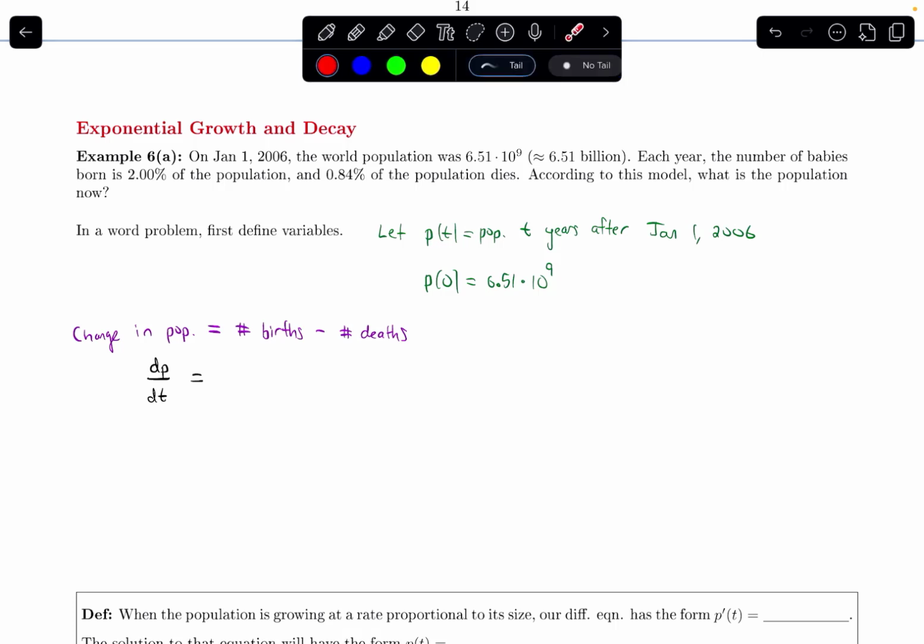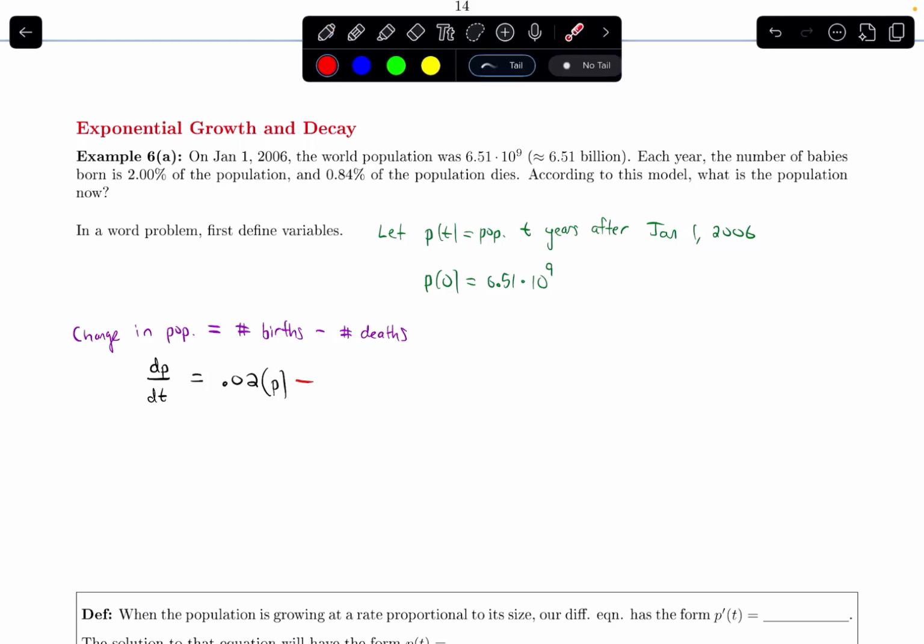And for the number of births, the problem tells me, well, each year it's 2% of whatever the population was. So 2% as a decimal is 0.02, and "of" means multiply. So that's going to get multiplied by the population, which we're calling P. So 0.02 times P. All right, and then I got minus the number of deaths.